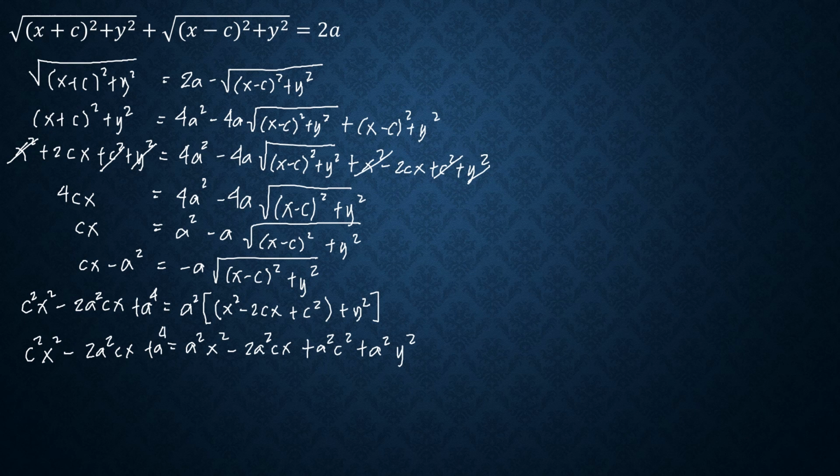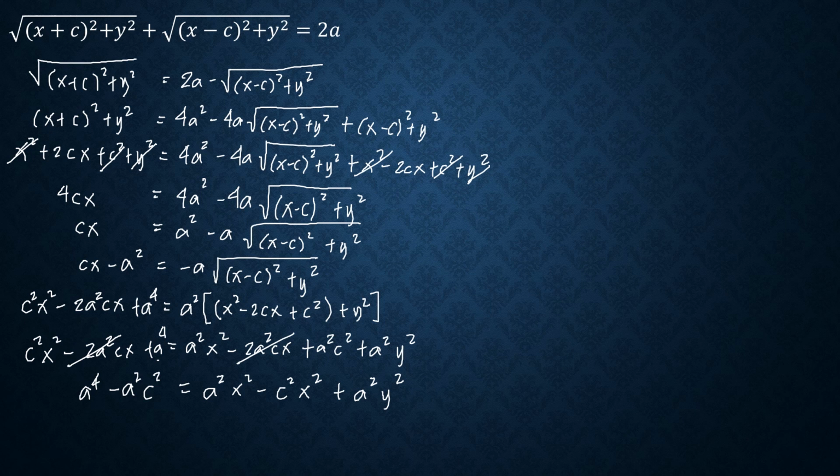This time let us add 2a squared cx to both sides of the equation so that negative 2a squared cx cancels. And then let us subtract a squared c squared from both sides of the equation so that we will have a to the 4th power minus a squared c squared, and then subtract c squared x squared from both sides of the equation so that we will have a squared x squared minus c squared x squared plus a squared y squared.